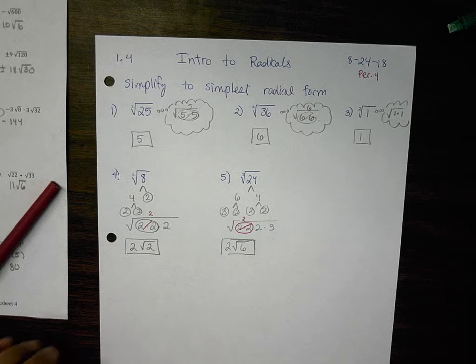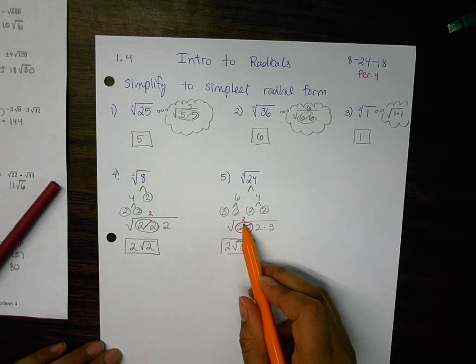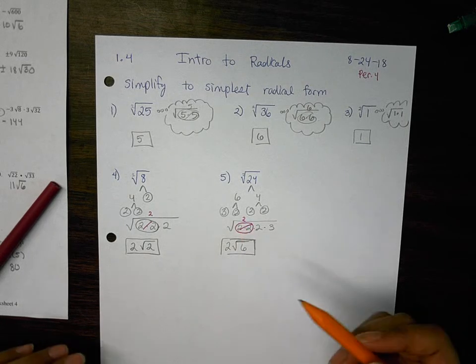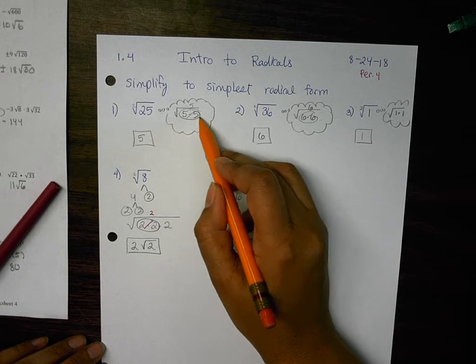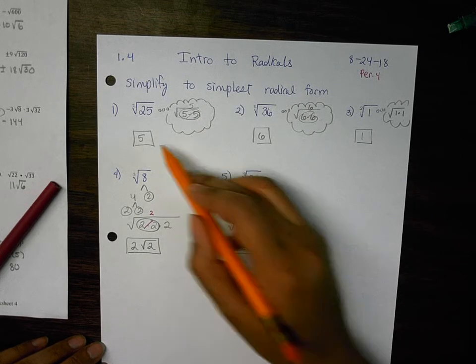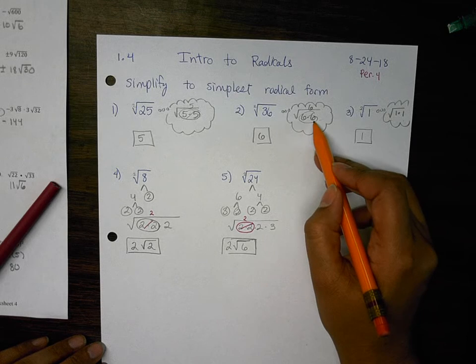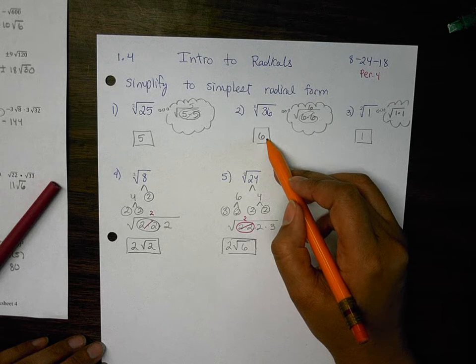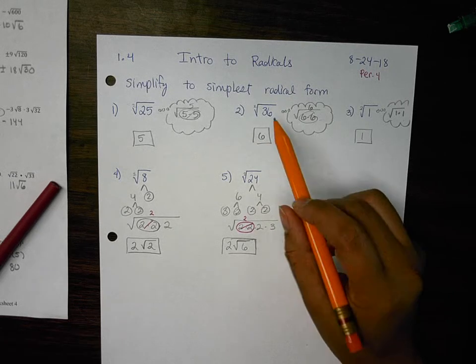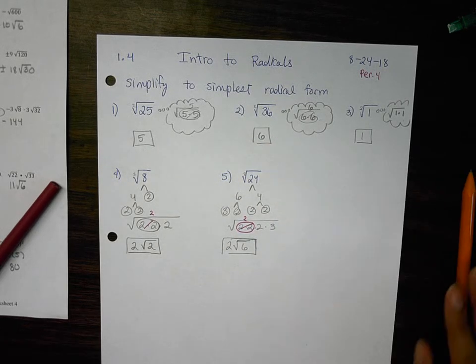Okay, so his question was, why does this come out as just 2? Because we're looking for pairs. Just like this 5 times 5 is a pair. We didn't write it as 25, we wrote it as just 5. This 6 times 6 is 36. We didn't write our answer as 36, we wrote it as just its pair, which is 6. Does that make sense? Okay, good. And please, if you guys have a question, please ask.